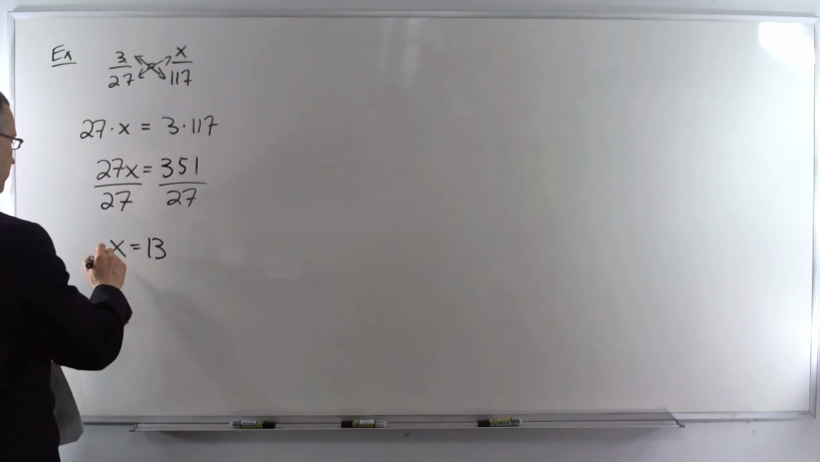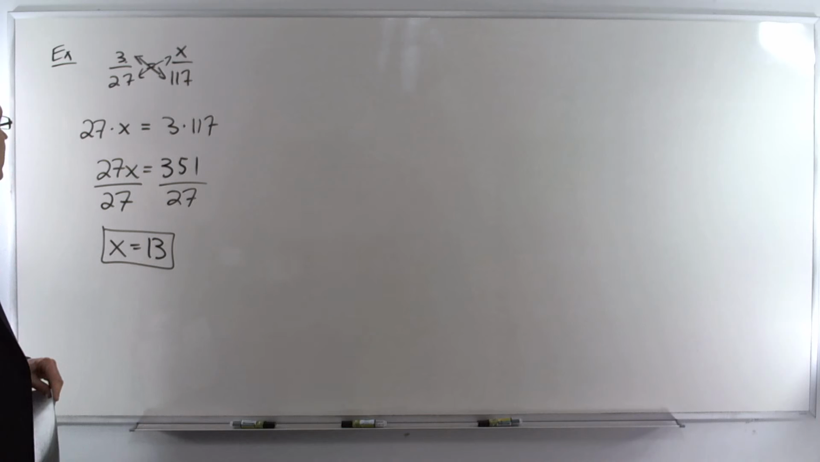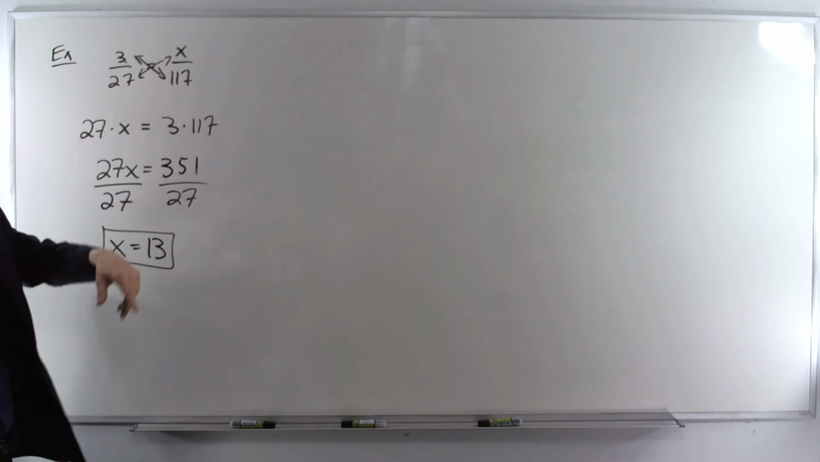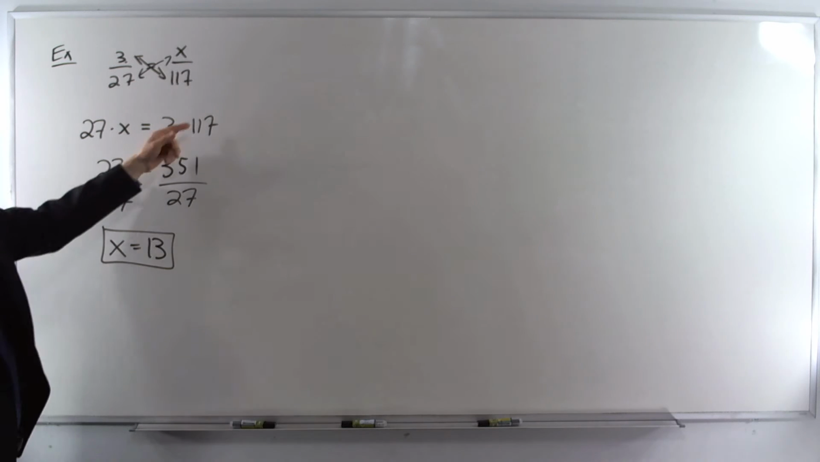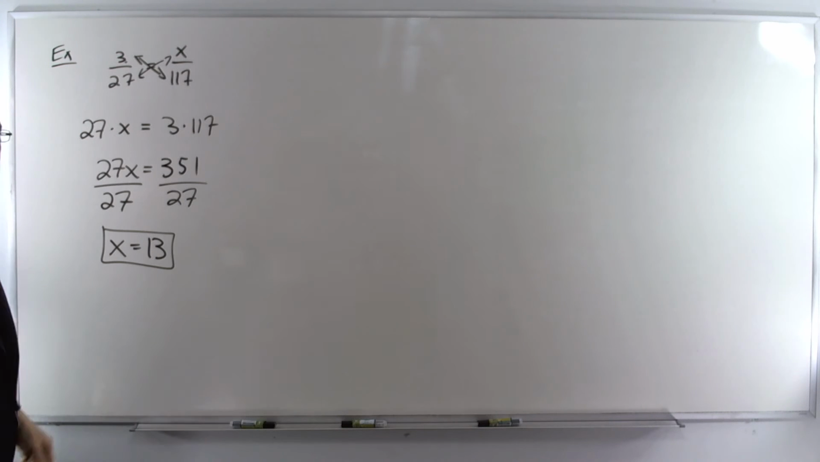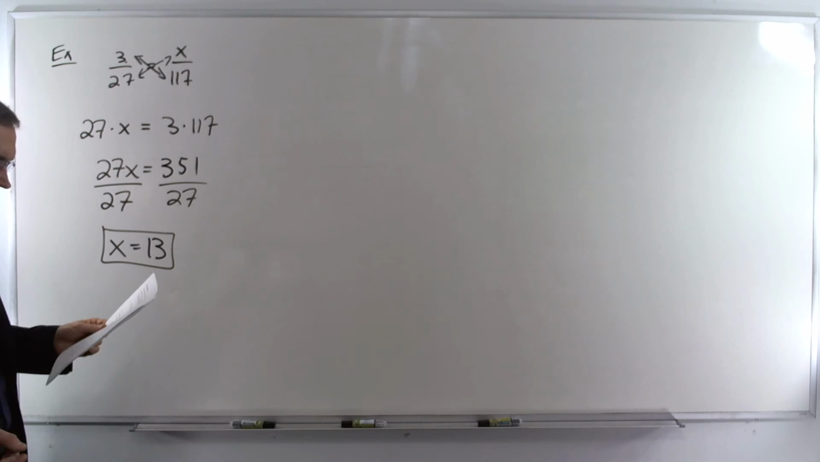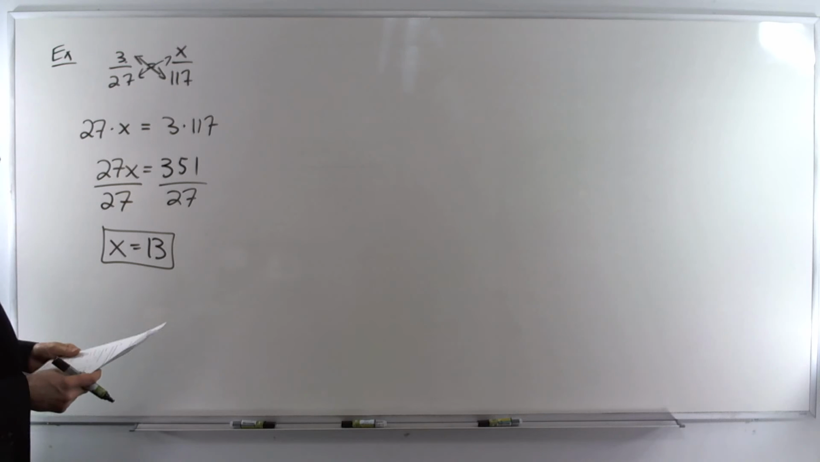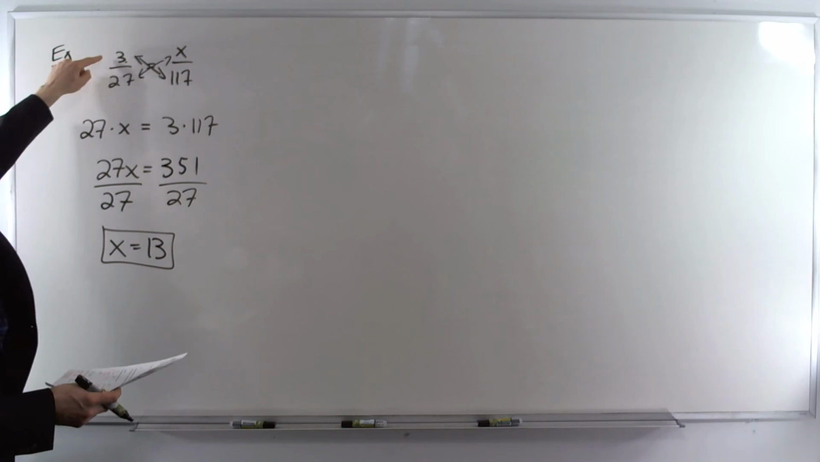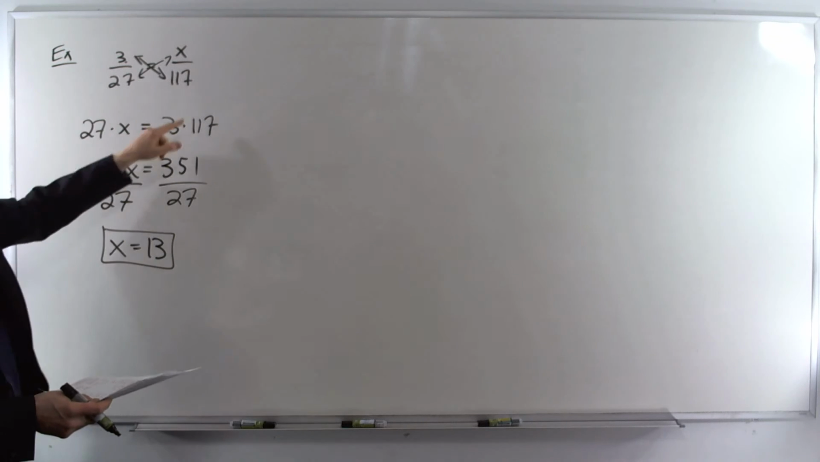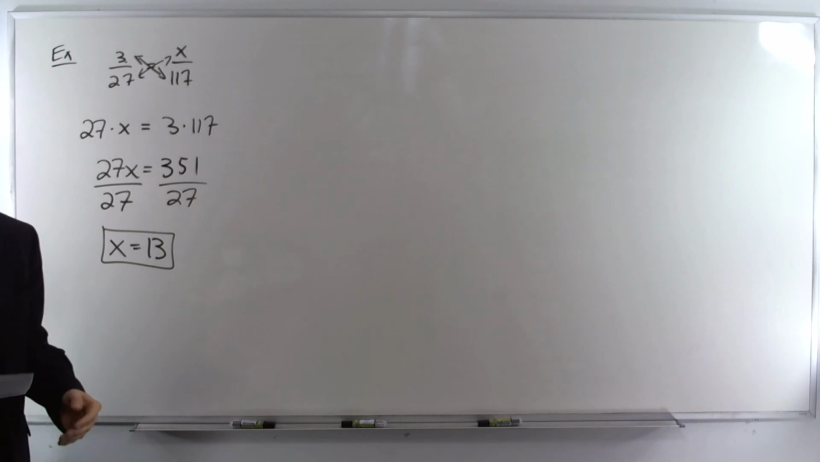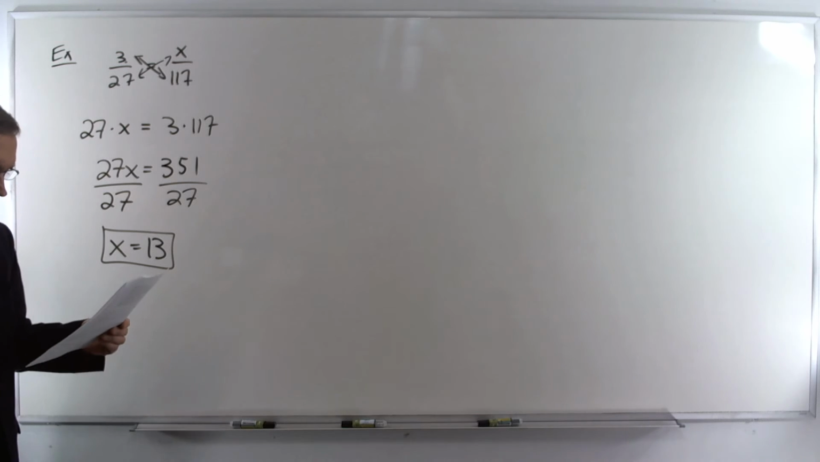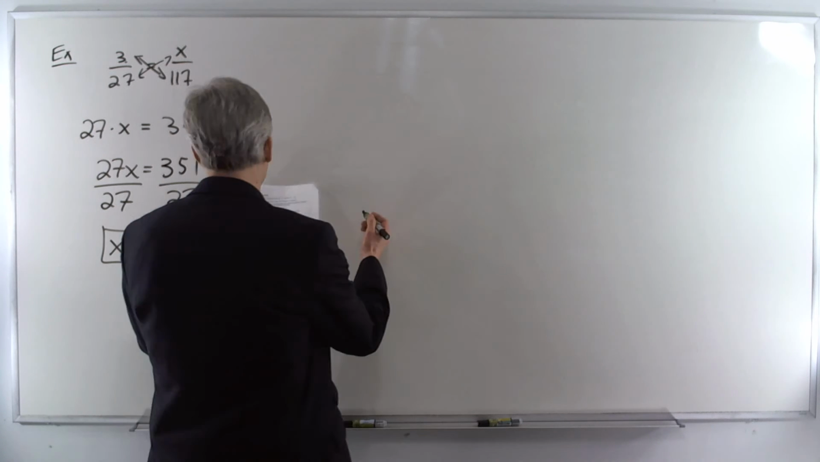So x is 13. And now to check, you can either stick 13 back up in there and do another cross product to make sure you get the same number, or divide those out in your calculator and make sure you get the same decimal. In this case, when I checked, I divided them out and we got 0.1 repeating for both of the fractions, 3 over 27 and 13 over 117. So that checks. Your turn number 2. Solve the following proportions and check your answers.